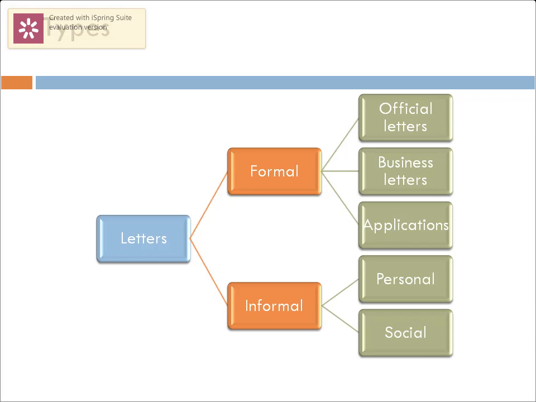Now, letters can be of two types: formal letters or informal letters. Informal letters, as the name suggests, are written to friends or relatives. They can be very personal as well as they can be social letters. Now, formal letters can be official letters, business letters, or applications, and so on.